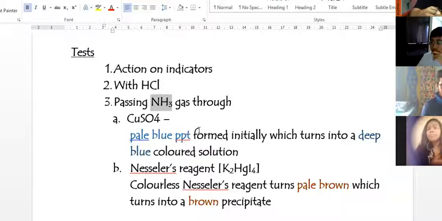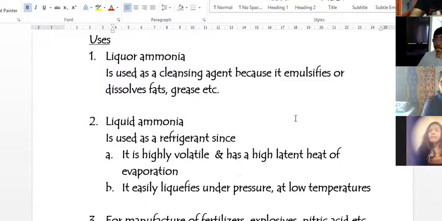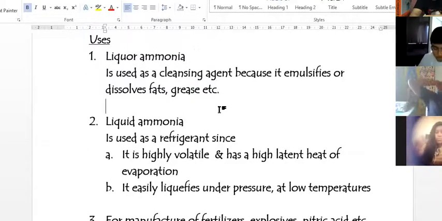Clear? Okay, right. So that was the test. I hope that is clear. The last part of this chapter is uses of ammonia. We have divided it into three parts. The first part is use of ammonia in the form of liquor ammonia. I told you what is liquor ammonia. Liquor ammonia is ammonia gas dissolved in water.